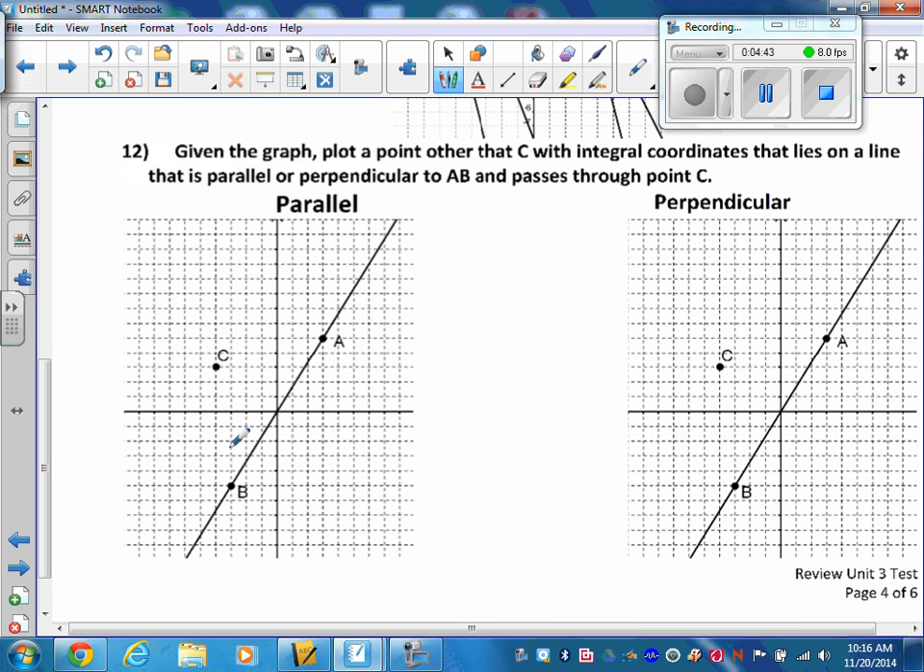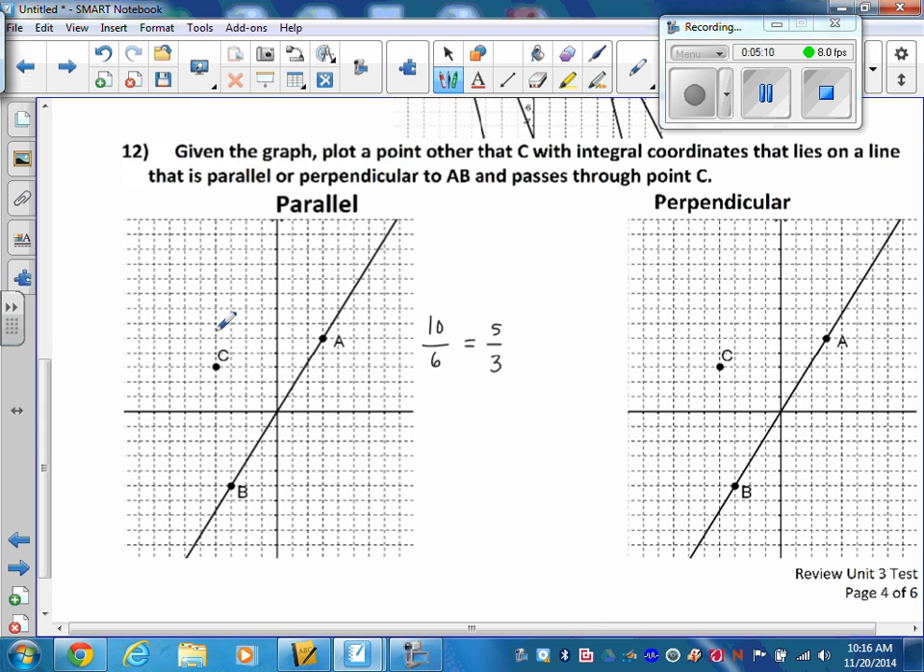It's 1, 2, 3, 4, 5, 6, 7, 8, 9, 10. 1, 2, 3, 4, 5, 6. So the slope is 10 over 6, which reduces to 5 over 3. Since this one is parallel, I'm going to use the same slope.